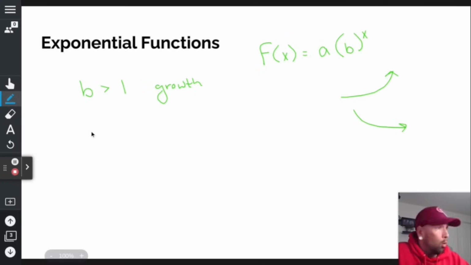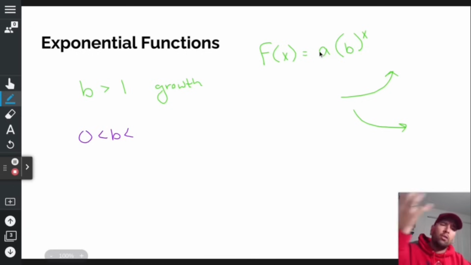Now I'm going to be very, very, very careful how I word this, because you're probably thinking, well, what happens when b is less than 1? b has to be in between 0 and 1. If b was negative, the whole thing goes haywire, because then all of a sudden you're saying a negative to an exponent.